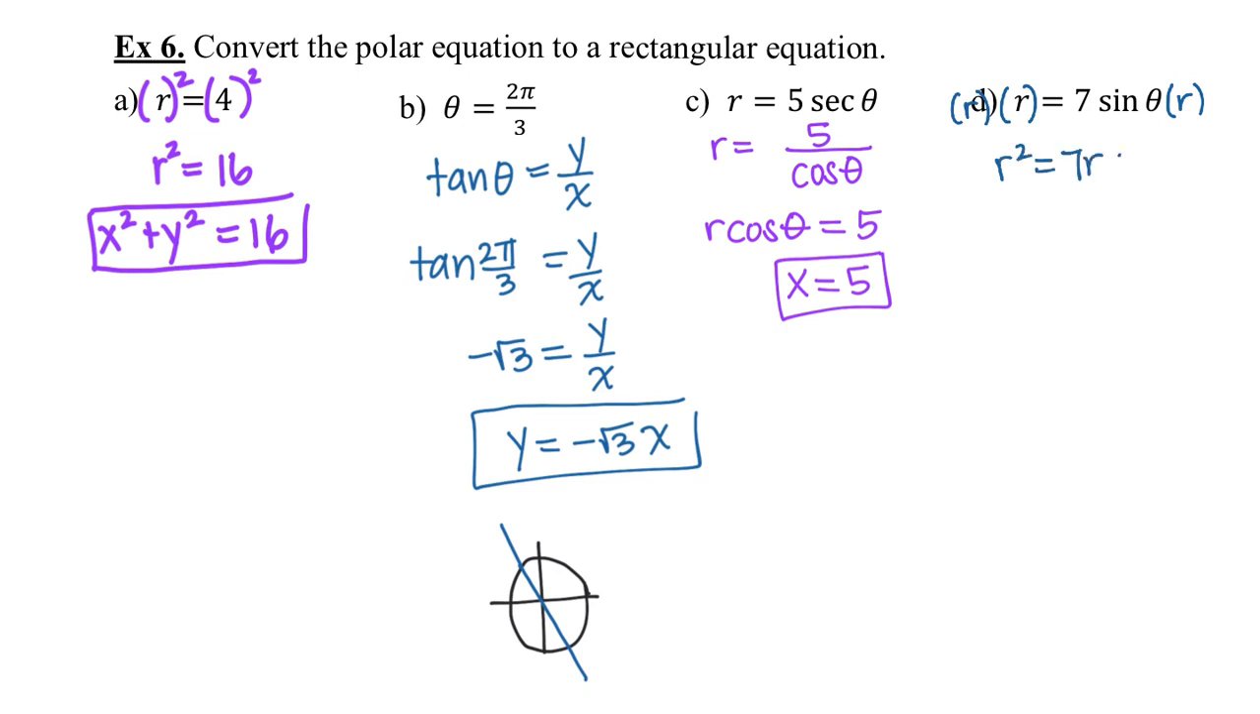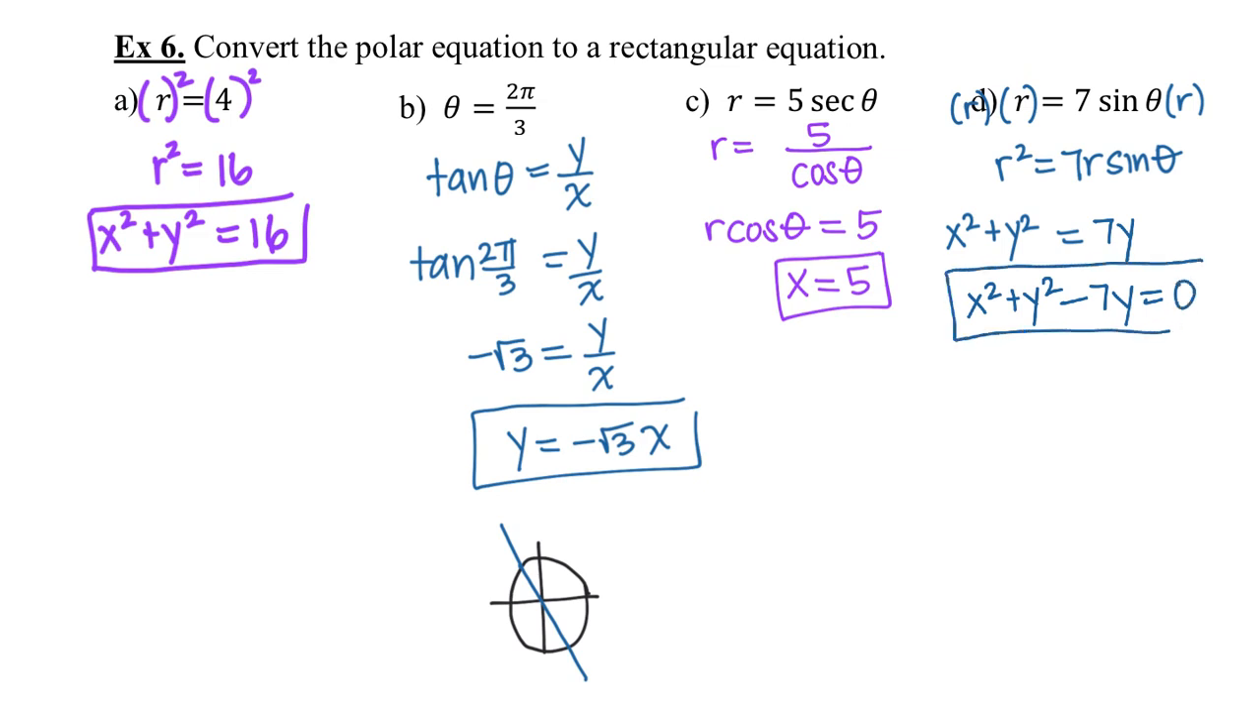Let me rewrite this, 7r sine theta. Okay, now if I multiply by r, I get r squared equals 7r sine theta. R squared, I know, is equal to x squared plus y squared. Now, r sine theta is actually equal to y, which means 7r sine theta equals 7y. You could leave your equation like that. I'm going to move the 7y to the other side because your book often does that. Okay, but this is in rectangular form. If I actually tried to solve it out, it would create some kind of circle, but the center is not at 0, 0. Okay, but now it is in rectangular form.